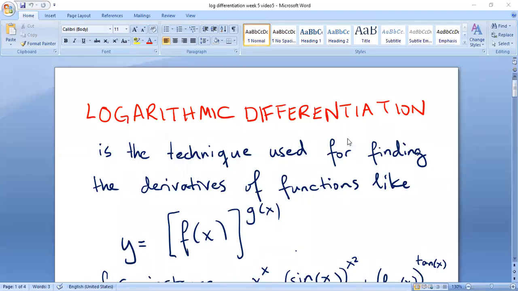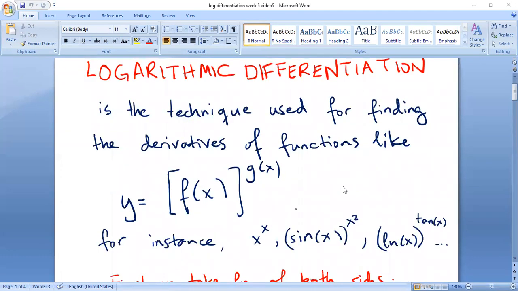Hello, in this video, we are going to talk about logarithmic differentiation. This is a technique used for finding the derivatives of functions like some function f of x to the power of some other function g of x. In these cases, neither the power rule nor the exponential rule works, because this is not a power function or an exponential function. So the only way to differentiate these functions is logarithmic differentiation.